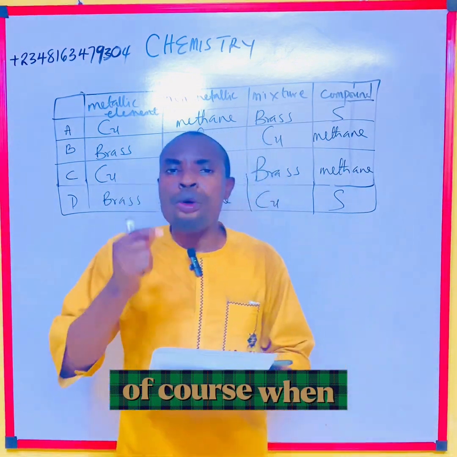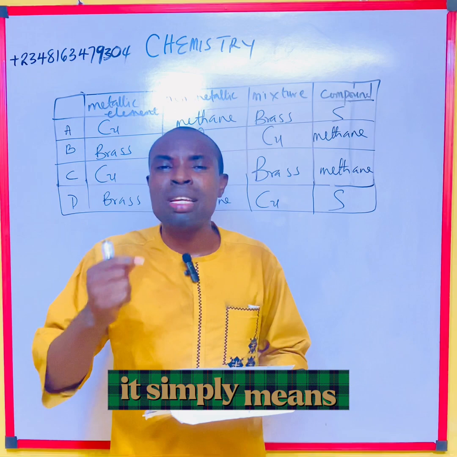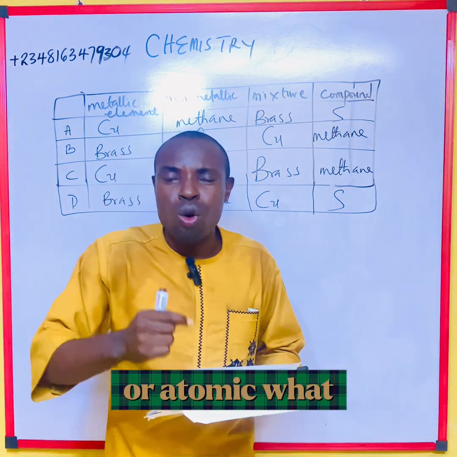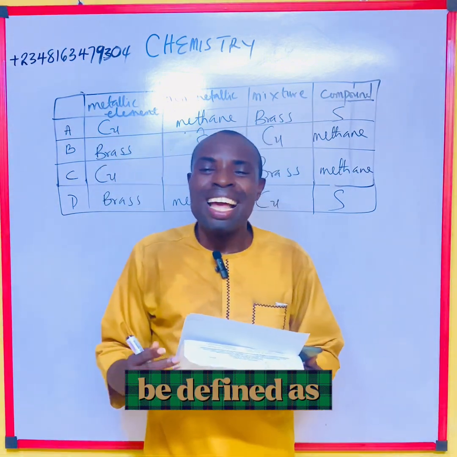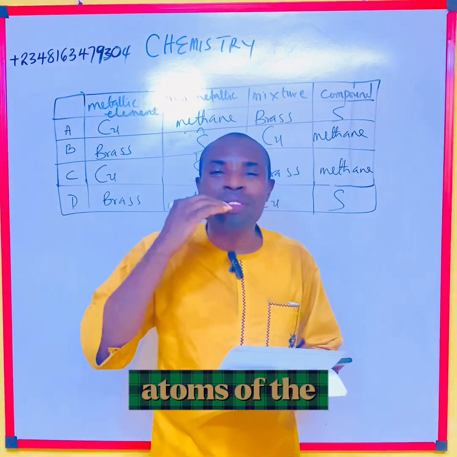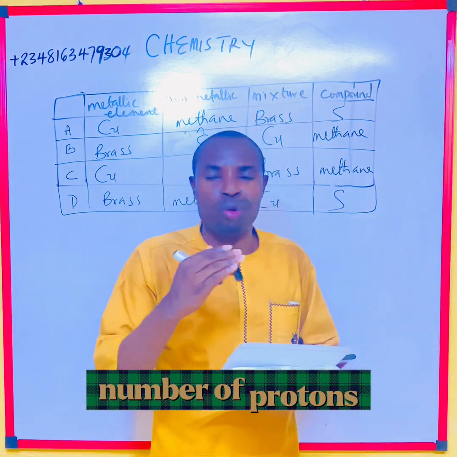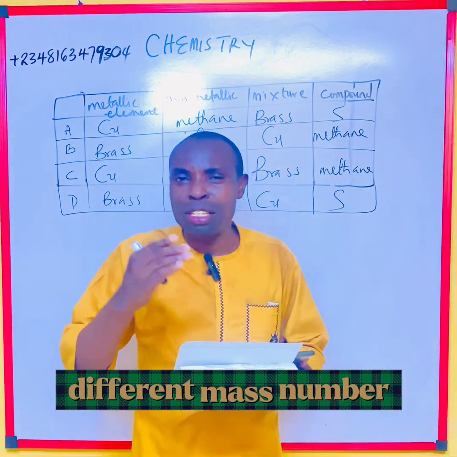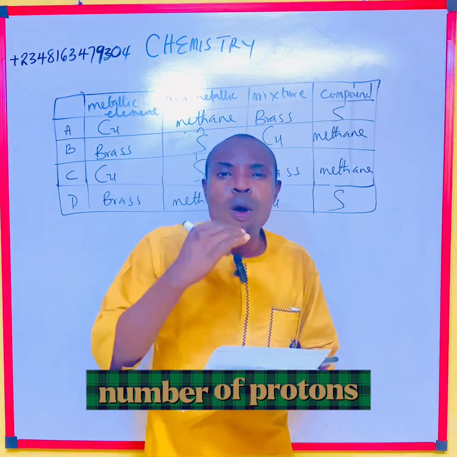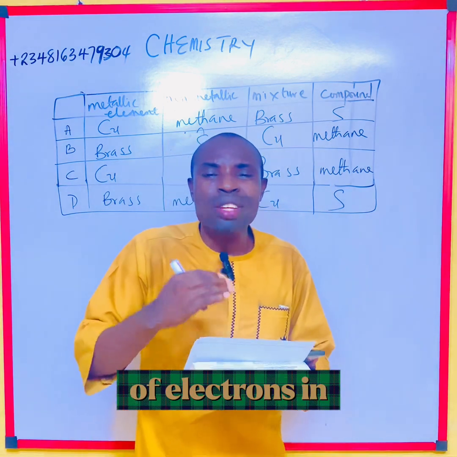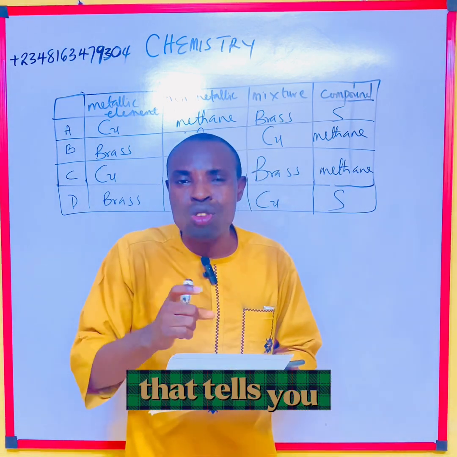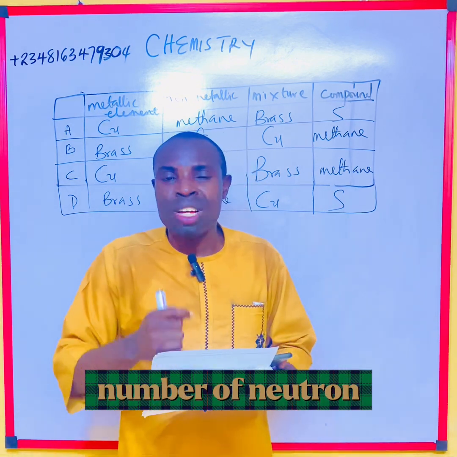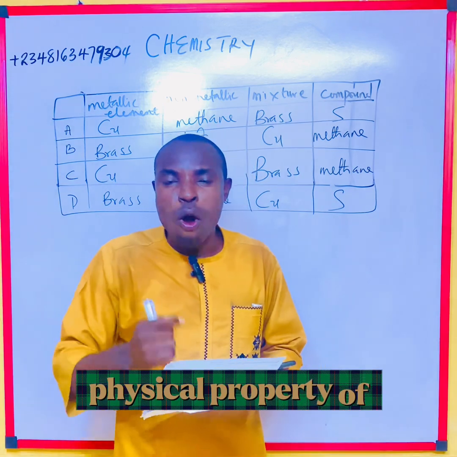Of course, when you have the same chemical properties, it simply means that you have the same proton number or atomic number, because isotopes can be defined as atoms of the same element having the same number of protons, or the same atomic number, but different mass number. And take note, it is the number of protons or the number of electrons in a neutral atom that tells you the chemical property of an element, right? While the number of neutrons tells us the physical property of an element.